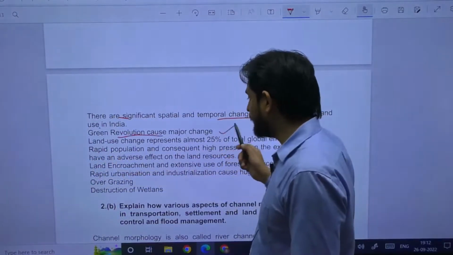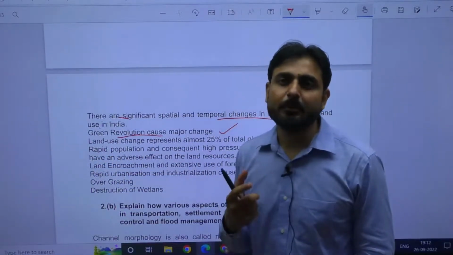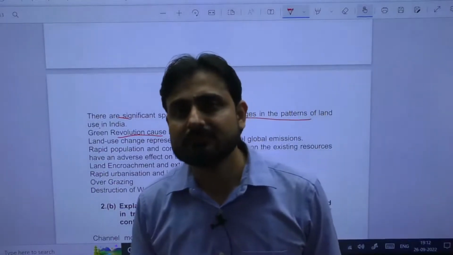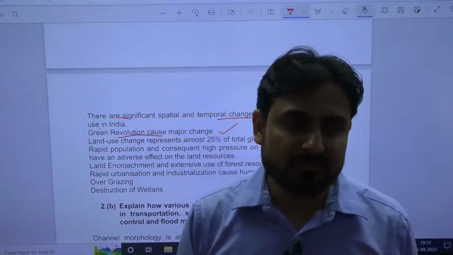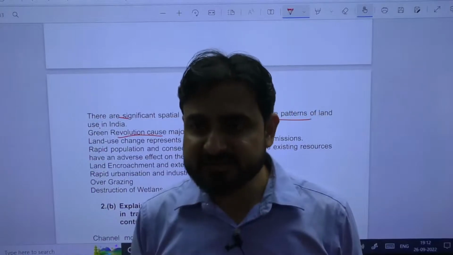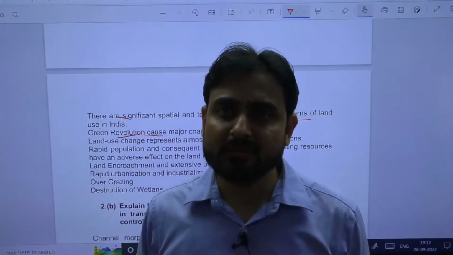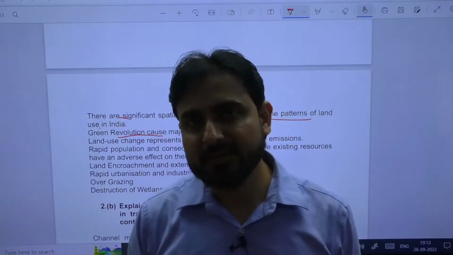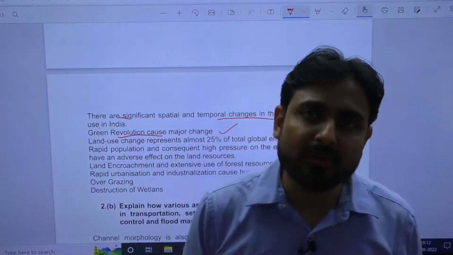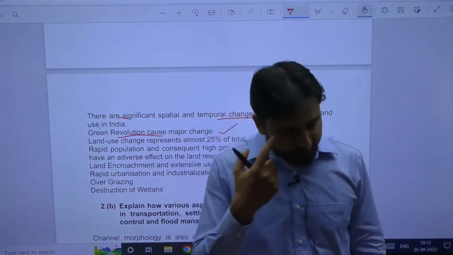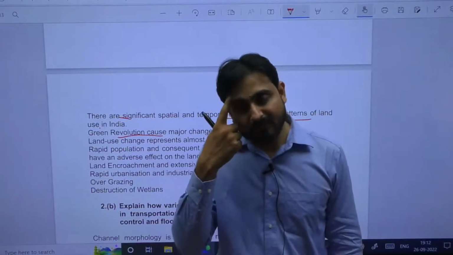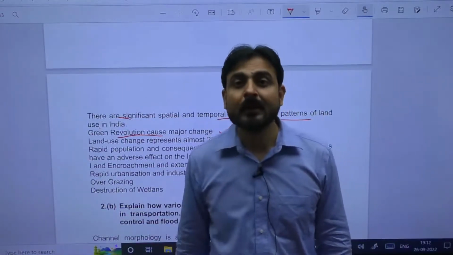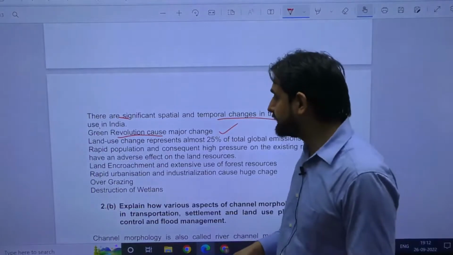Green revolution caused major change in the land use. Earlier, the forested land generally escaped from cultivation. After the green revolution, more and more cultivation. We are degrading the forest land, uncovered land. Okay, we are cultivating it.